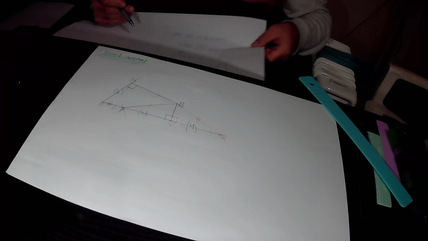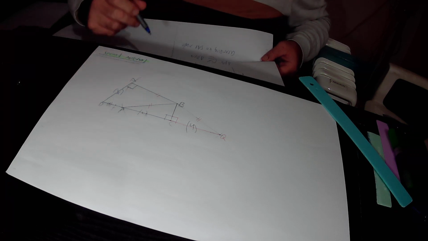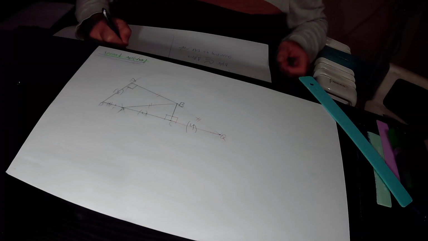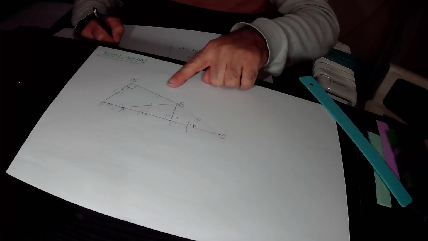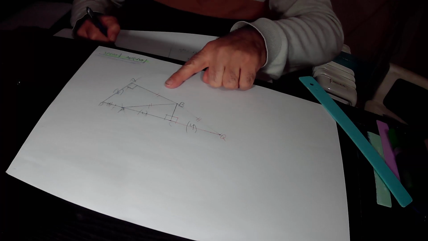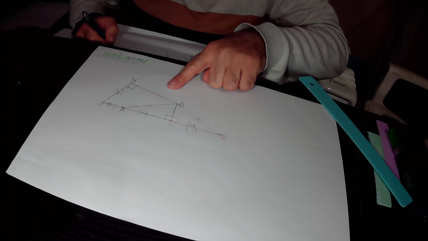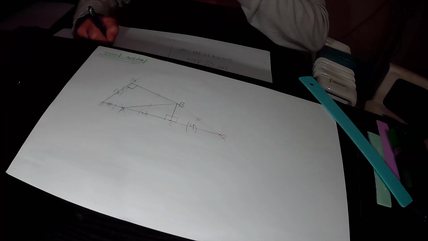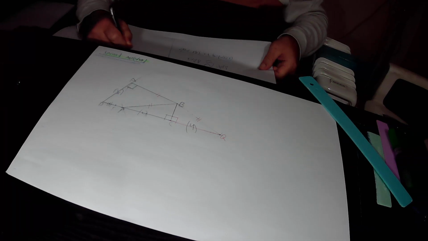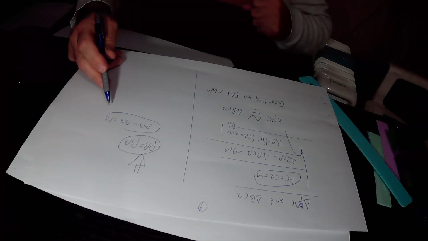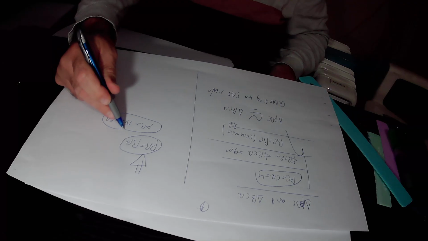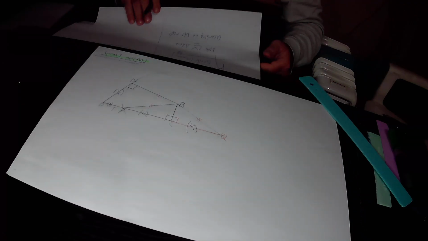Moving on. AB equals BQ, and it also equals PB. And again, the three sides AB, BQ, and PB are equal to each other in their lengths. In the next step, we will do a construction.